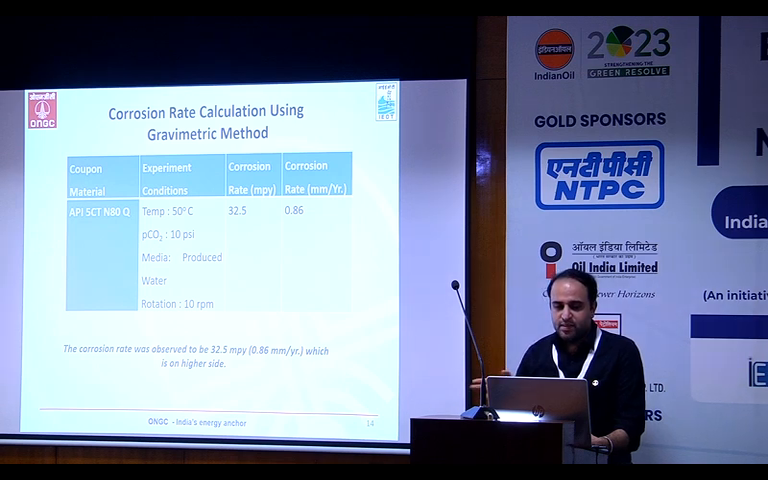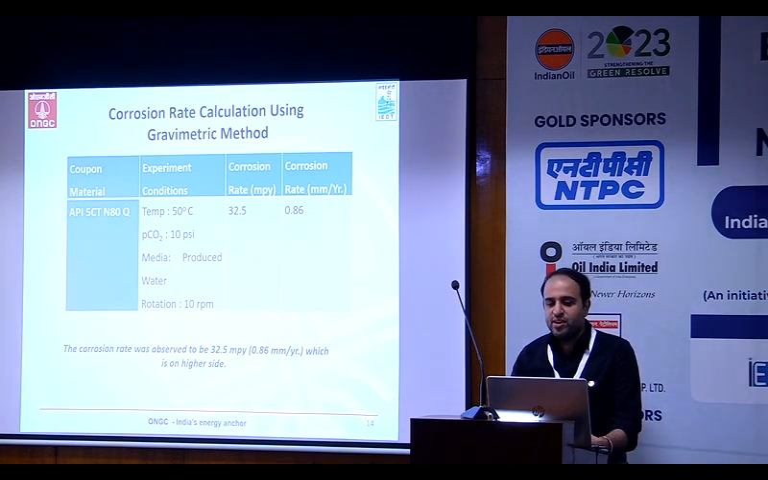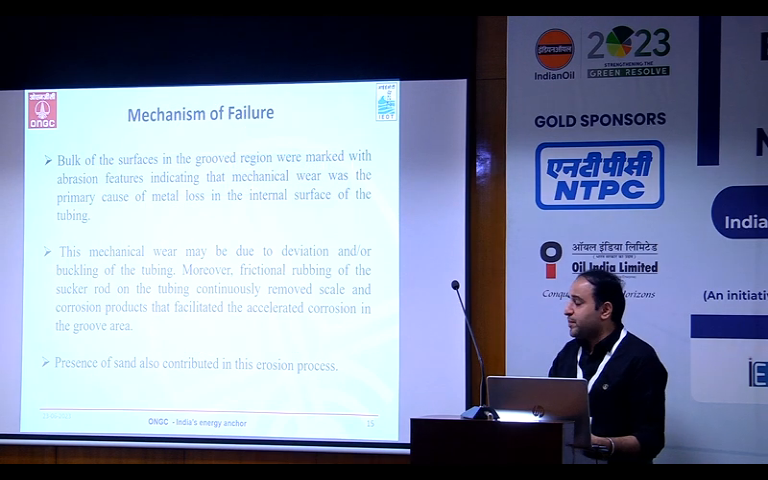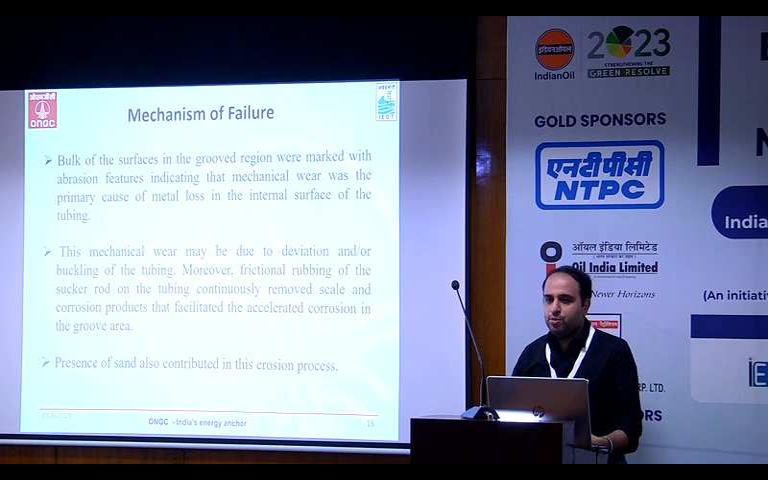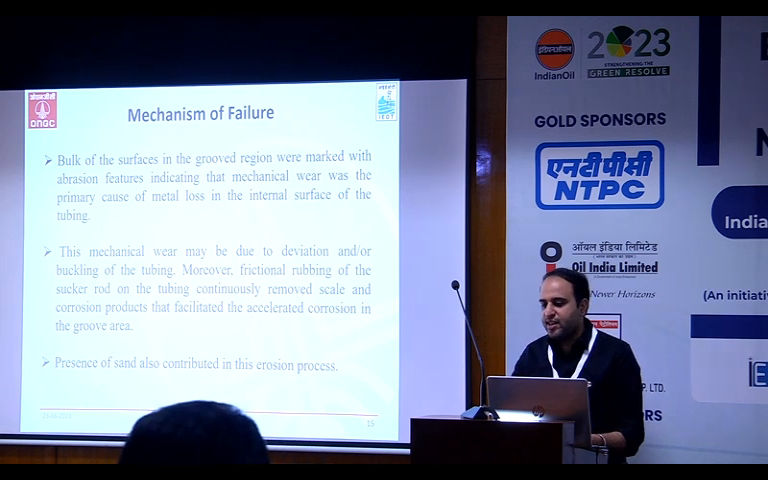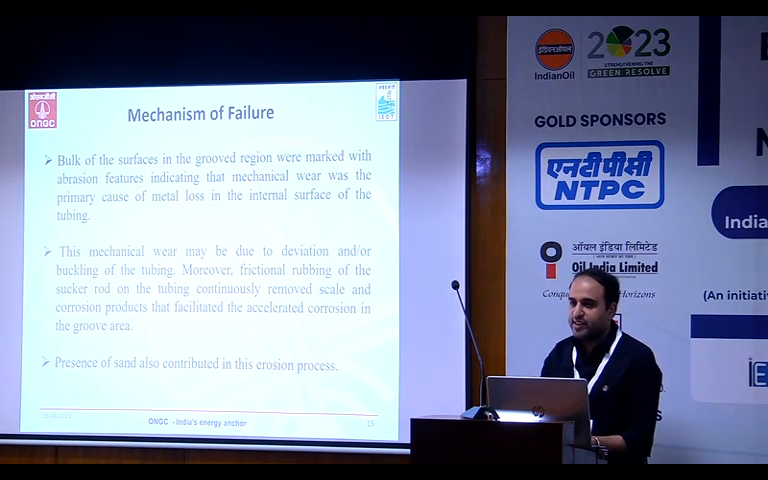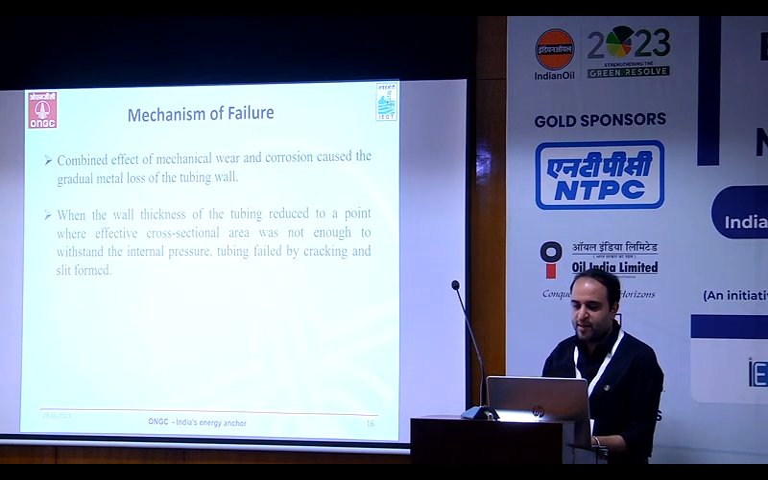The gravimetric method was used for calculating the corrosion rate in a simulation experiment, where field conditions were simulated inside an autoclave, and it was found that the corrosion rate was slightly on the higher side, 32.5 mpy. So this is the mechanism of failure: the tubing was undergoing corrosion, and scale was formed, but due to the continuous rubbing of the sucker rod with the tubing because of the well deviation, the corrosion product was removed from one side, and the cycle continued. At one point the thickness was so significantly reduced that it could not sustain the pressure, and it failed in the form of a slit. Sand also played a crucial role in this wear phenomenon.